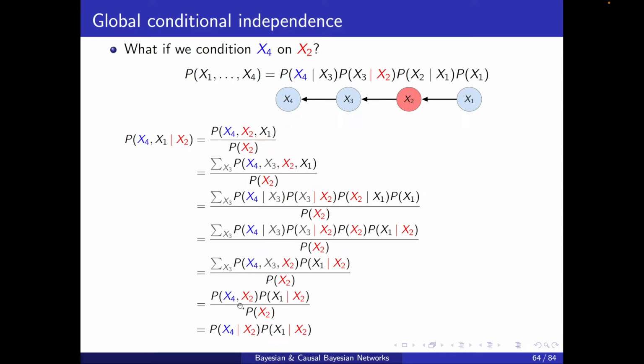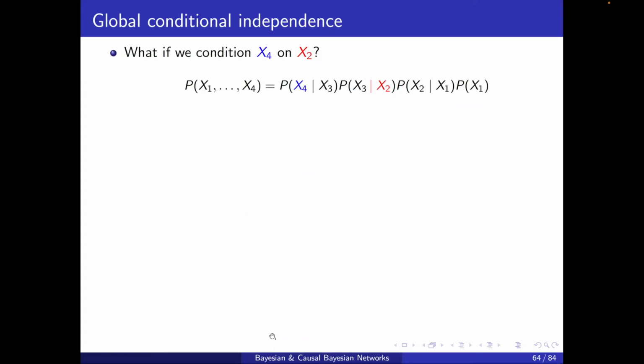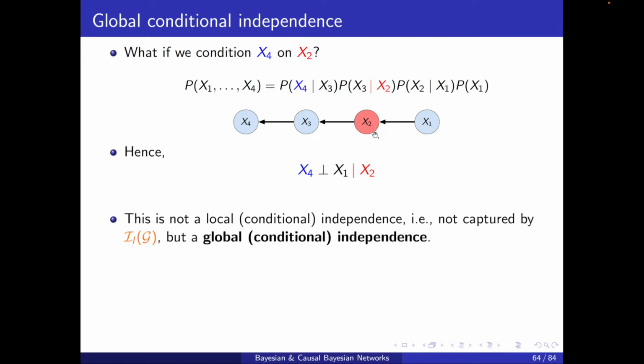And then, of course, dividing these two, I will get the conditional probability of x4 conditioned on x2. So we'll have this, and therefore I can conclude that x4 is independent of x1 conditioned on x2. Okay, so what just happened? This is not a local conditional independence. It is not captured by I_L(G) because x4 is not being dependent on its parent. It is a global independence.